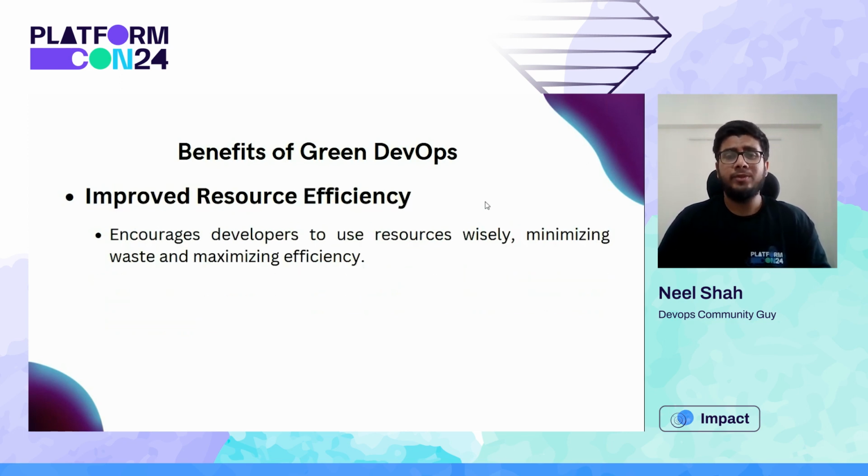Next is improving resource efficiency. One example I can give is when we use VMs and then stop the VM, we forget to delete the disk which was attached to it. We forget to remove the static IP attached to it. These are things we can do, and it will eventually help lessen the resource utilization.